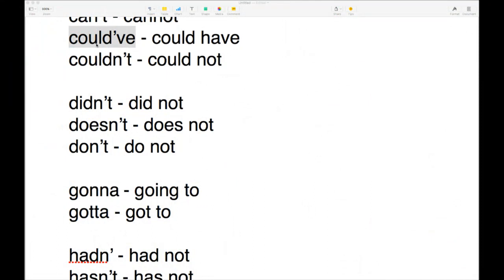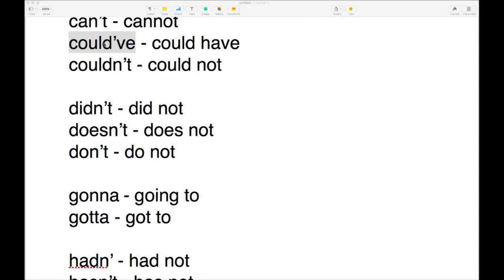Okay, the next common contraction that you will hear is could've. This is short for could have. I could have if I wanted to. It's a conditional. I could have gone to the party if I had something to wear. I could have gone to the party if I had a nice dress to wear. But I didn't, so I didn't go. And could have, we shorten to could've. I could have gone if I had a nice dress to wear.